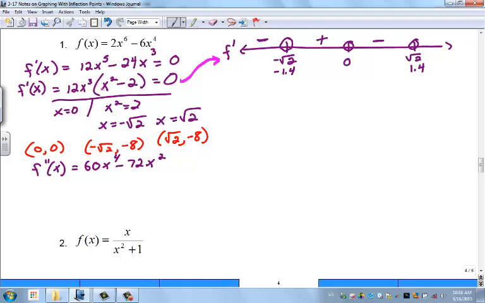Put a 10 in here, I get a positive. Put a 10 in here, I get a positive. 2 positives gives me a positive. So that's my f prime number line.